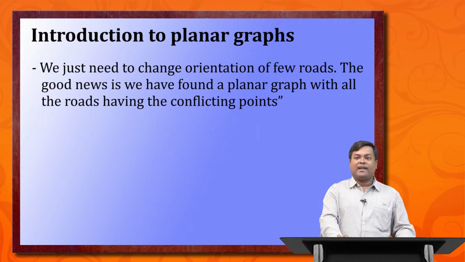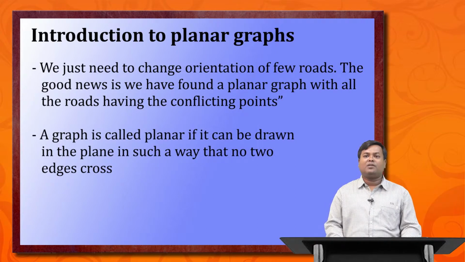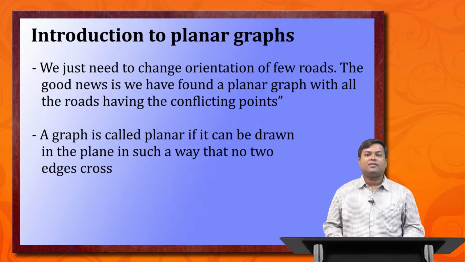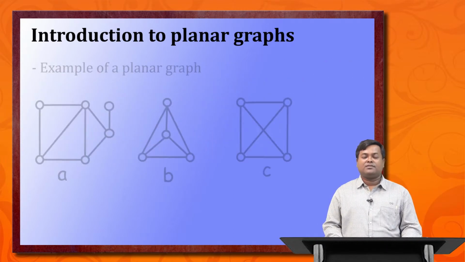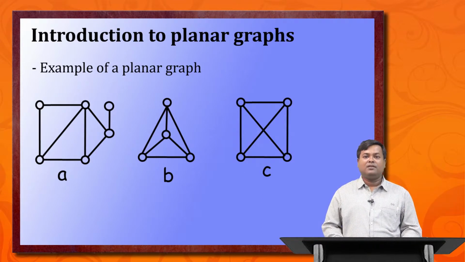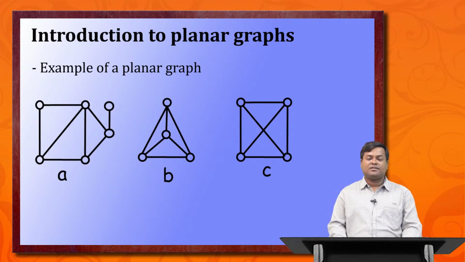So let's define the planar graph first. A graph is called planar if it can be drawn in the plane in such a way that no two edges cross. So we have given 3 different examples of planar graphs. The first one, obviously there is no edge crossing in graph A, so it is planar. Again in graph B also there is no edge crossing, so that is again a planar graph. Interestingly, graph C has some edge crossing: at first look the diagonal edges cross.